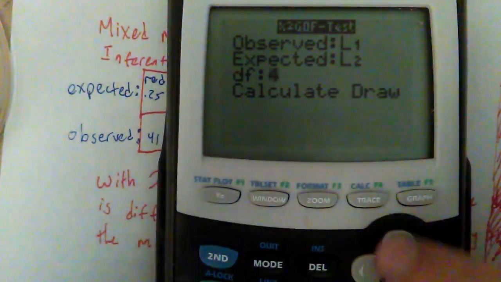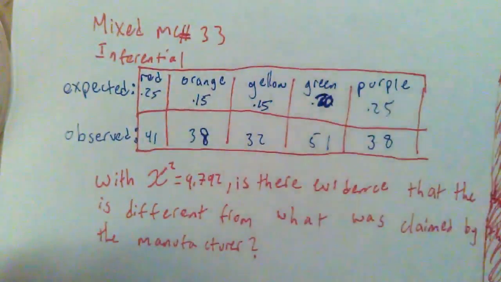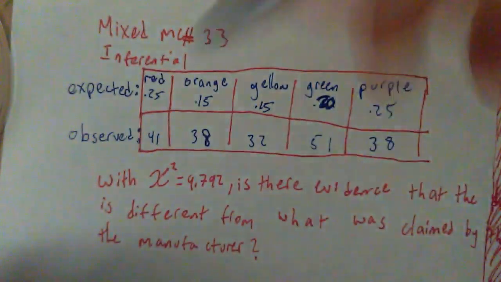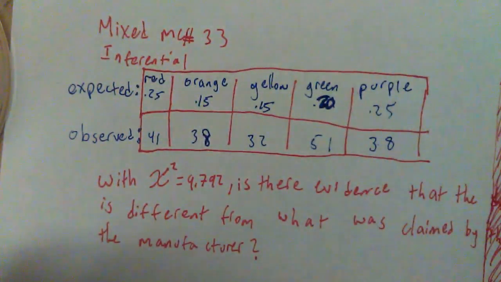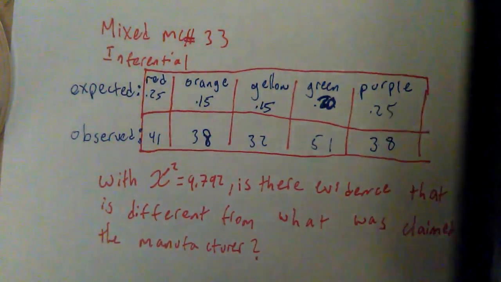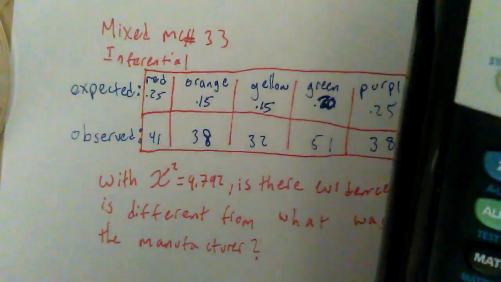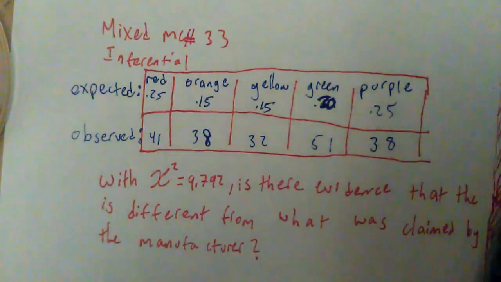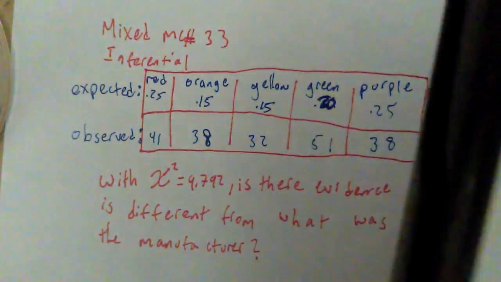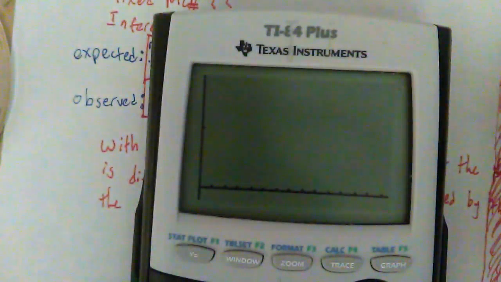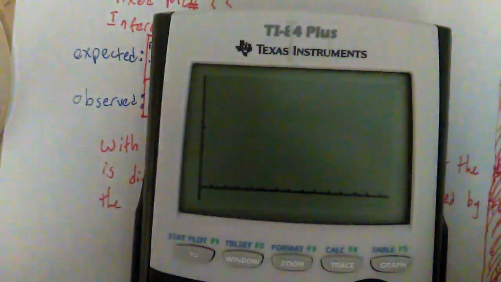So our degrees of freedom would be 4 because we have 5 categories: 1, 2, 3, 4, 5. So instead of pushing calculate, I pushed draw. You just let it draw out your distribution. Clear this out. And it gives you this, or at least it should.